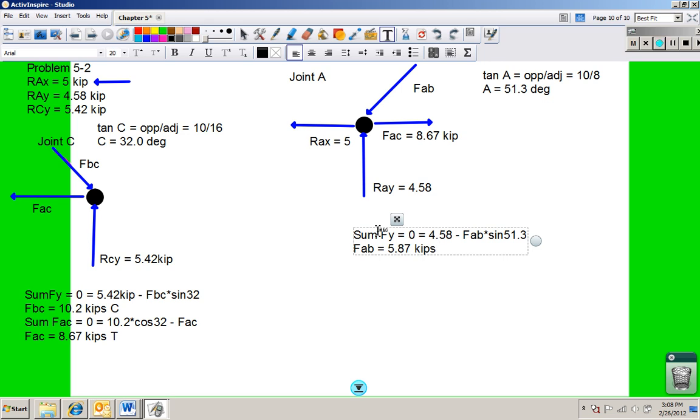Now we've drawn FAB acting towards the joint, and when we draw that towards the joint, what we're saying is that member is in compression, so we have to put the C after it. And now we completely know all the members in problem 5-2.